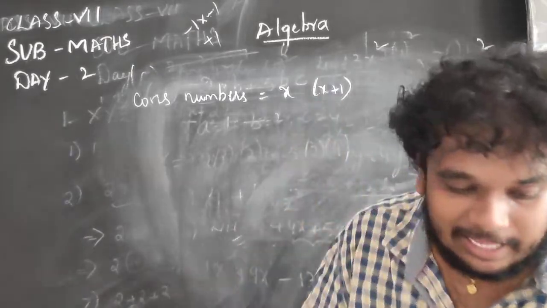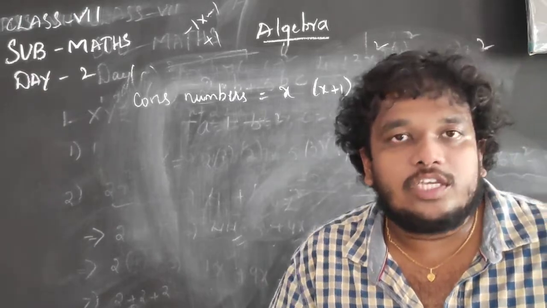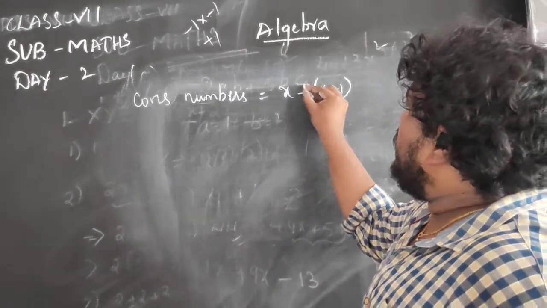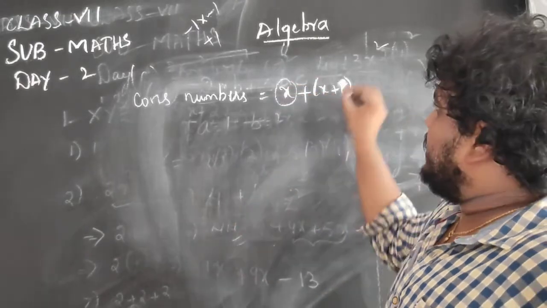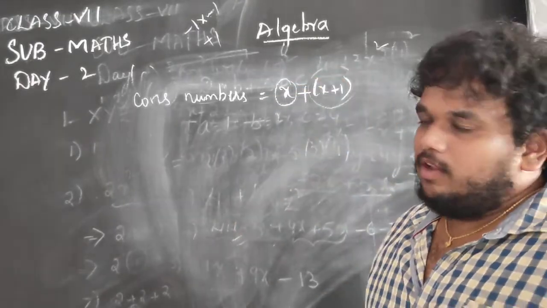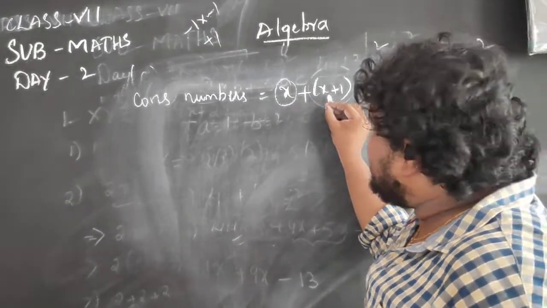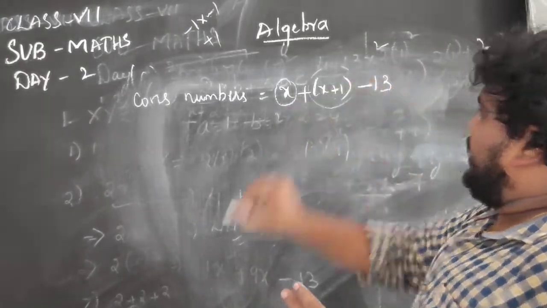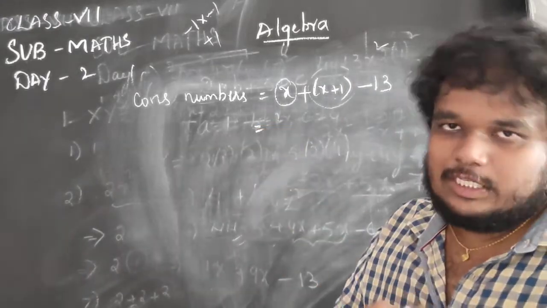Okay, what they have said in the expression is that 13 is subtracted from the sum of the consecutive numbers. So the first consecutive number is x, the second consecutive number is x plus 1. From this sum, 13 is subtracted. Now you have to find out the expression.